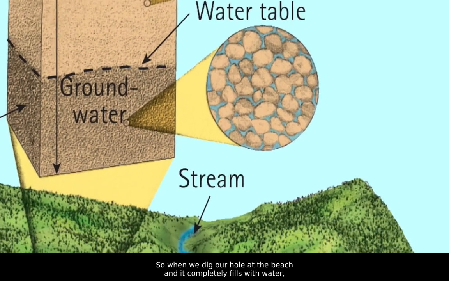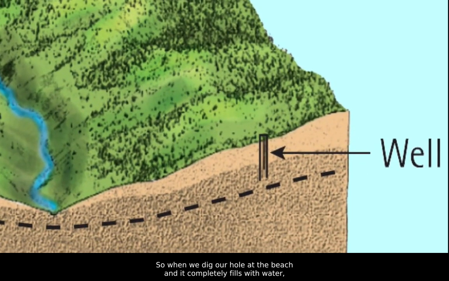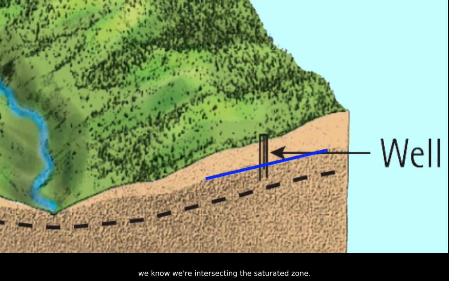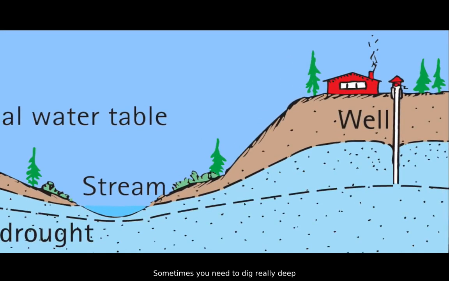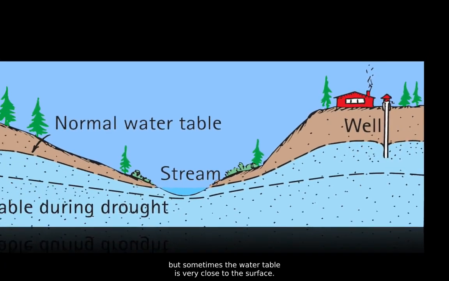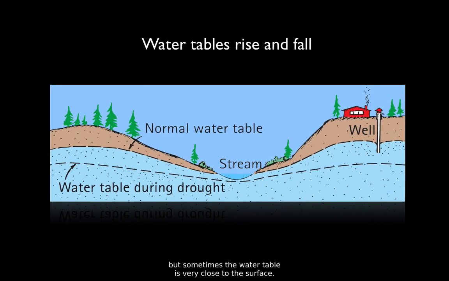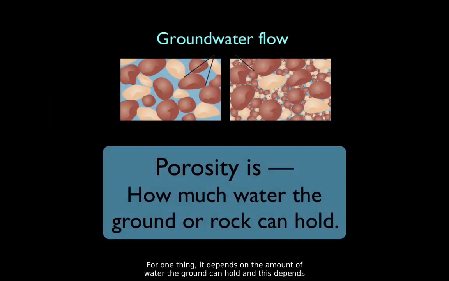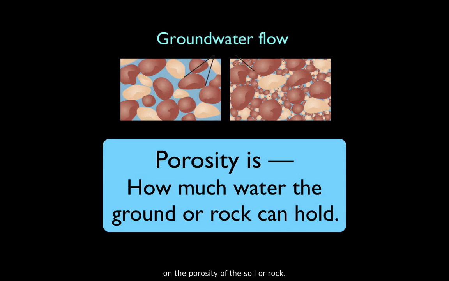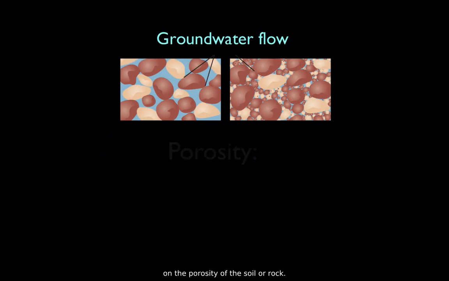So when we dig our hole at the beach and it completely fills with water, we know we're intersecting the saturated zone. Sometimes you need to dig really deep, but sometimes the water table is very close to the surface. It just depends. For one thing, it depends on the amount of water the ground can hold, and this depends on the porosity of the soil or rock.